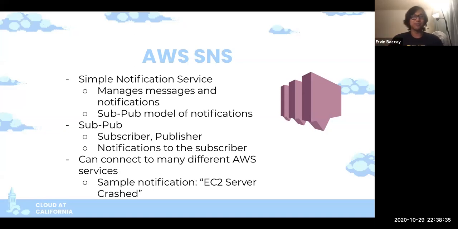And you could do very simple notifications. For example, like, oh, your EC2 server crashed. That could be the video that your YouTuber publishes. And then your subscriber could be something like a script that you built in order to rebuild the EC2 server. So that's one example of using SNS.